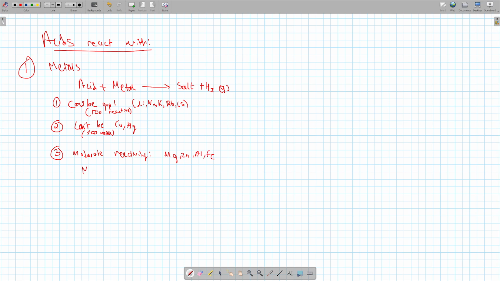An example of it is magnesium, a metal, plus HCl to produce MgCl2. Of course you have to balance it with 2 here, plus hydrogen gas. So this is just an example of what happens. What's important: acid plus metal produces salt and hydrogen. These are very straightforward.